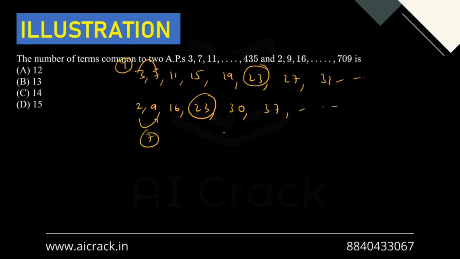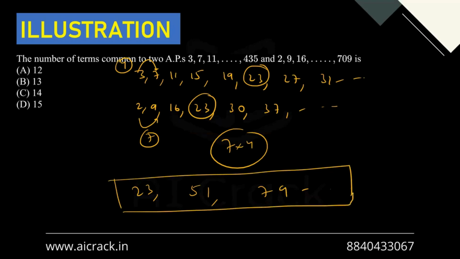So if you talk about the common terms between both of these APs, they will have a common difference of 28. 7 into 4, basically the LCM of 7 and 4, right? So the first term would be 23, the second term would be 23 plus 28, that is 51, the third term would be 51 plus 28, that is 79, and so on. So this would be our common AP.